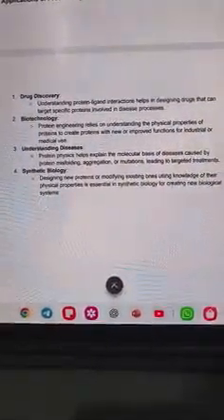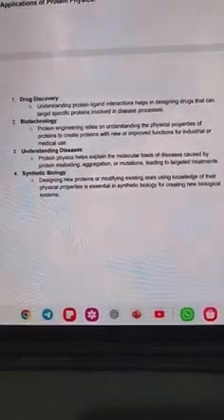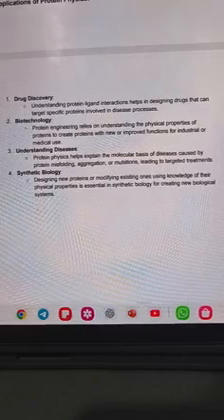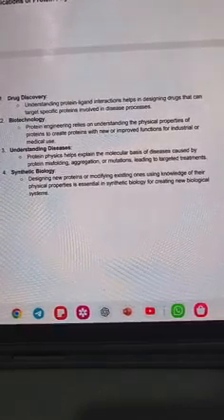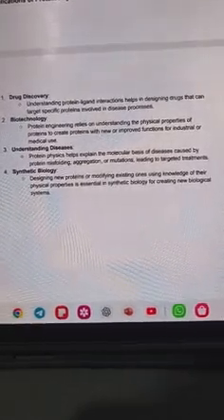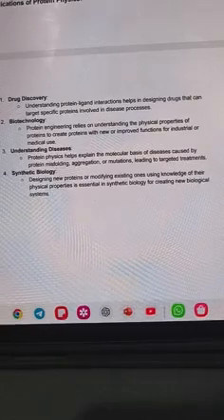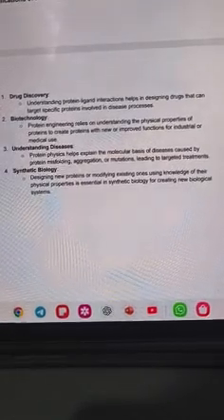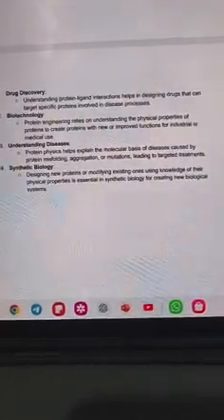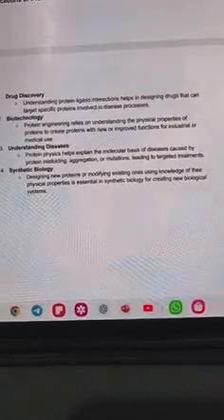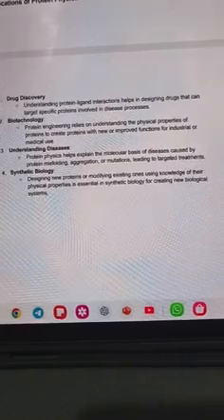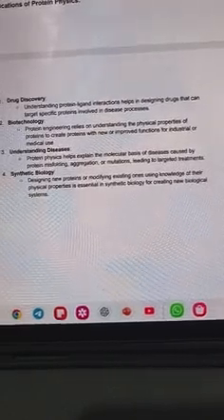Now let's talk about the applications of protein physics. First, drug discovery. Understanding protein-ligand interaction helps in designing drugs that can target specific proteins involved in a disease process. Biotechnology: protein engineering relies on understanding the physical properties of a protein to create a protein with a new or improved function for industrial or medical use.